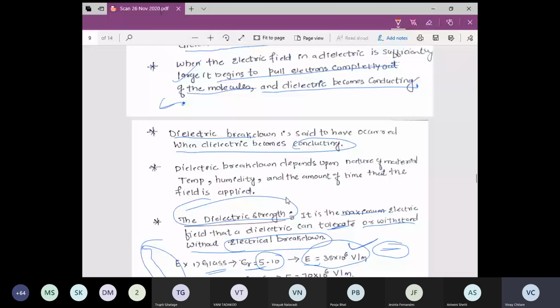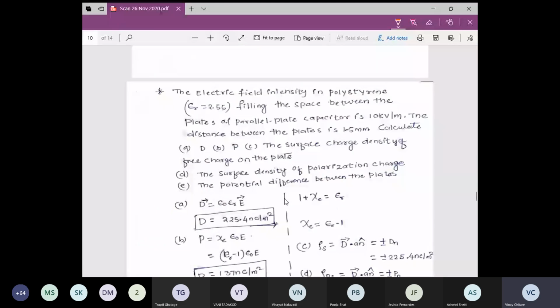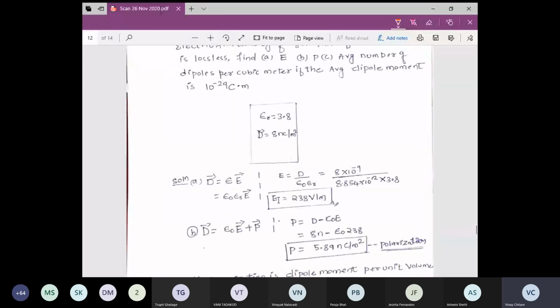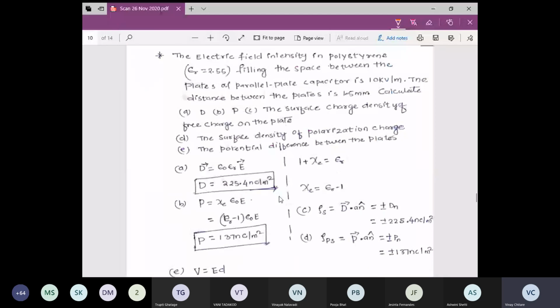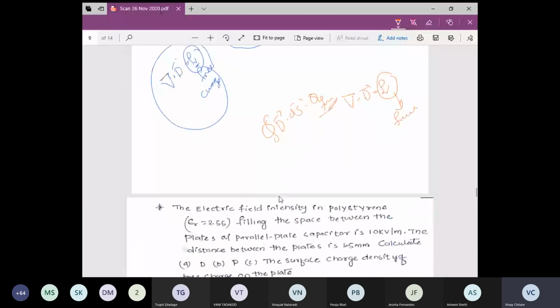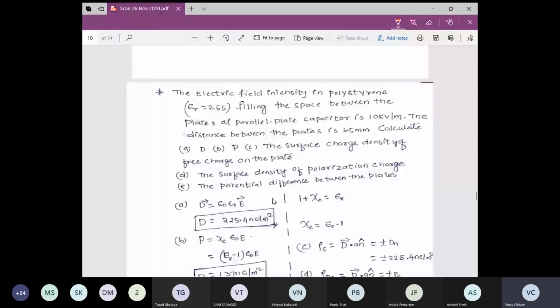I think this is the topic I wanted to discuss, and to make it more concrete, I prefer to solve a few problems based on it. Quickly, let's see the problem. The electric field intensity in polystyrene, having a relative permittivity of 2.55, filling the space between the plates, is known to be 10 kilovolts per meter. That is, you have two conducting plates, like a parallel plate capacitor, and the dielectric material is polystyrene.